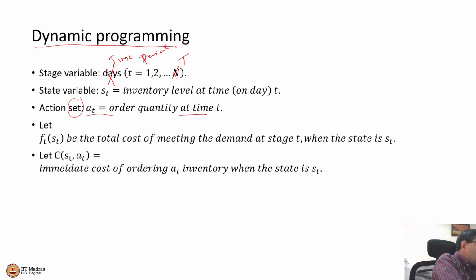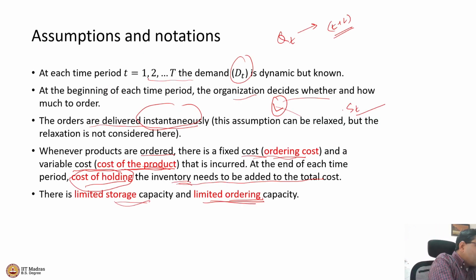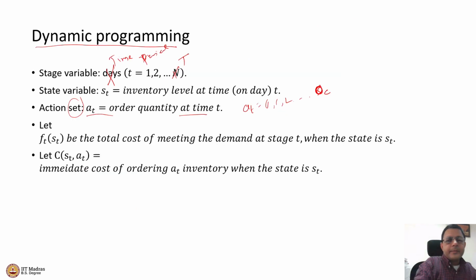Okay, the action item is the order quantity. Order quantity is my action set. Now A_T could be anything, 0, 1, 2, 3, all the way to the ordering capacity. How much can I order? I can order till I hit the ordering capacity. So if I decide not to order, which means order quantity is 0, that means I will not incur the ordering cost, I will incur only the cost of the product. Whereas if I decide to place the order, which means my order quantity is 1, 2, 3, 4, 5, 6, then in addition to the cost of product, I will also incur a fixed cost, which is the ordering cost.